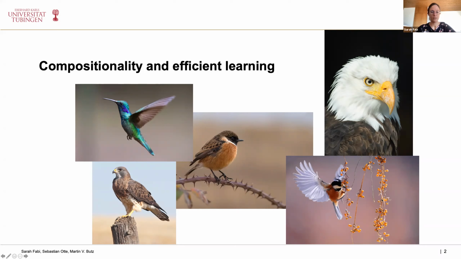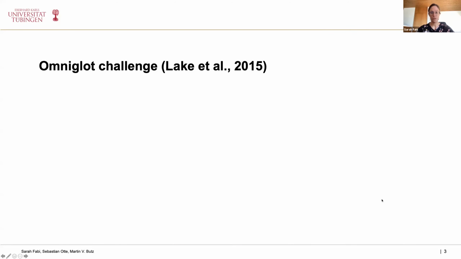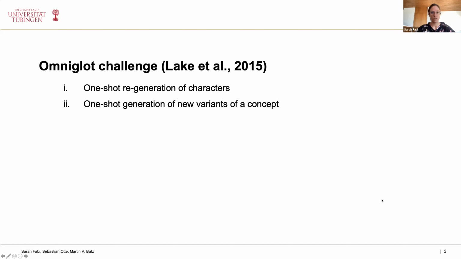And there is a challenge that investigates such efficiency differences between humans and machines, and this is called the Omniglot challenge. It was provided by Lake and colleagues. It consists of several tasks, all related to handwritten characters. I will present them briefly. The first task is to regenerate a character in a one-shot manner. The second task is to generate new variants of a provided concept, also in a one-shot manner.